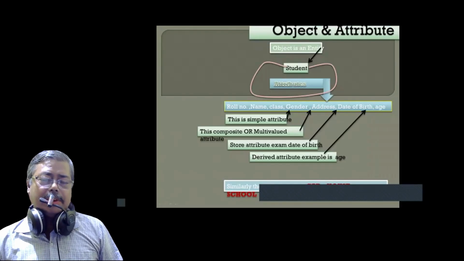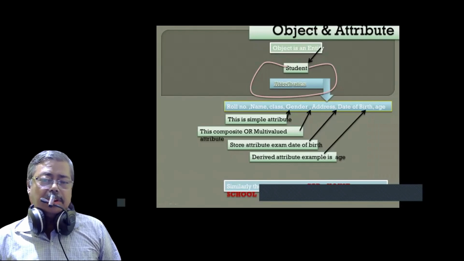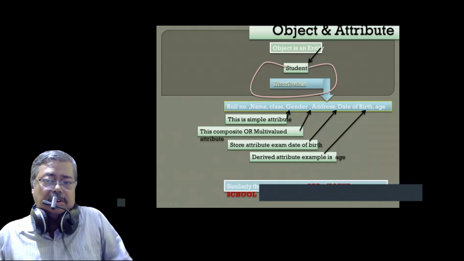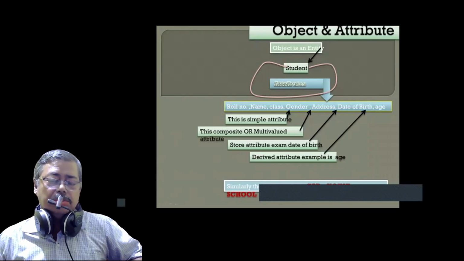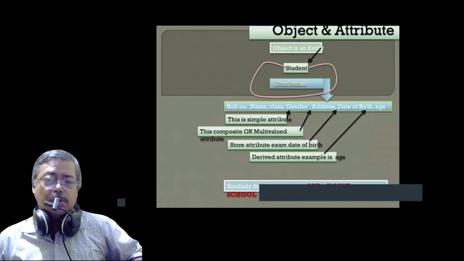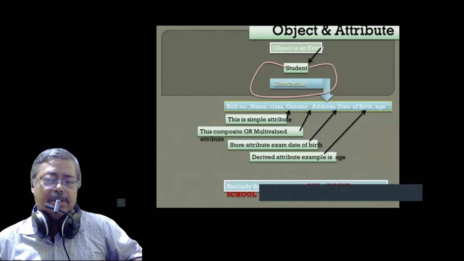ER diagram and normalization are related to other matters, that is, attribute and entity. What is an entity? Any object we are seeing: a student is an object, a teacher is an object, a class is an object, and also a subject or course is an object. So many objects we are seeing in the environment.